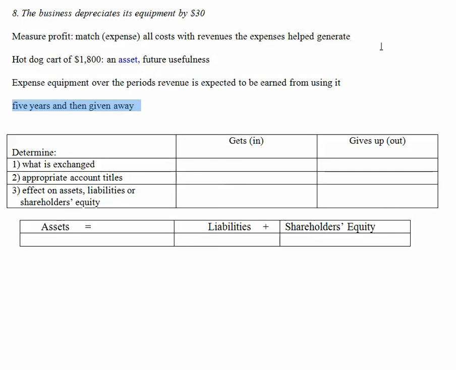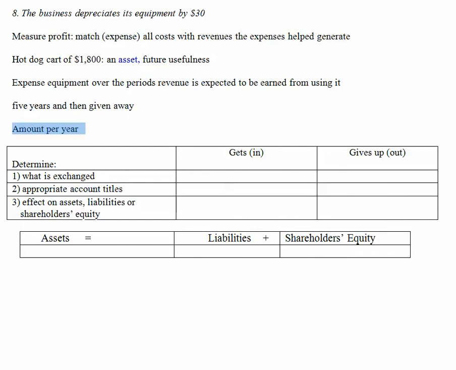How do you do that? Well, your management has to estimate how long they think they're going to use the asset, and in this case it's 5 years. They also have to decide whether they're going to try to sell it. In this example, we're going to assume that they're just going to give it away. So to figure out how much to depreciate per year, you take the cost of your asset, $1,800, and by the way, you would subtract any amounts you think you could sell it for later, and then divide it by the number of years you're going to use it. So if we use that hot dog cart for an entire year, you would depreciate $360 per year.